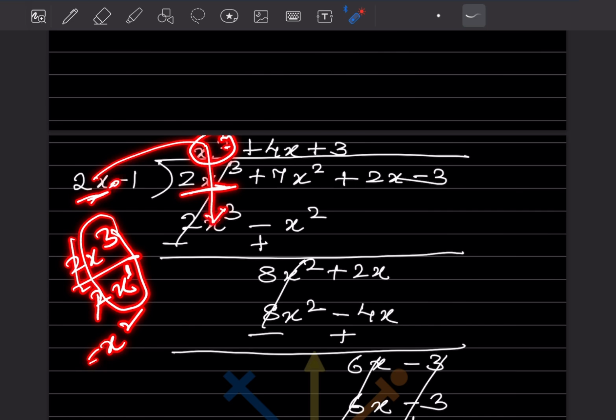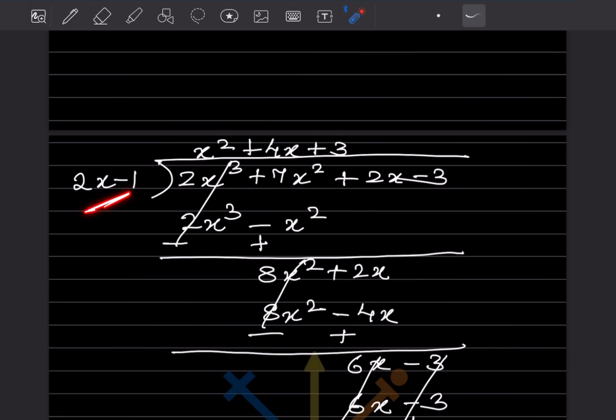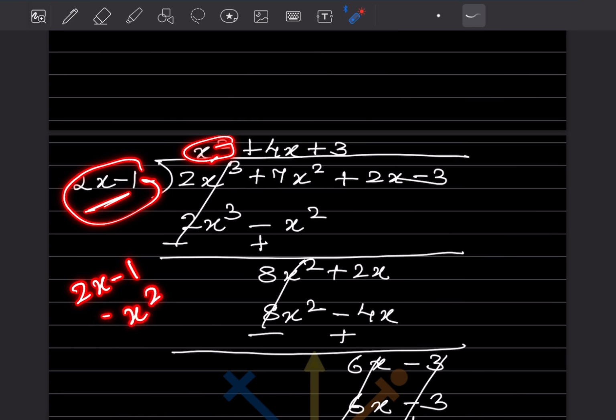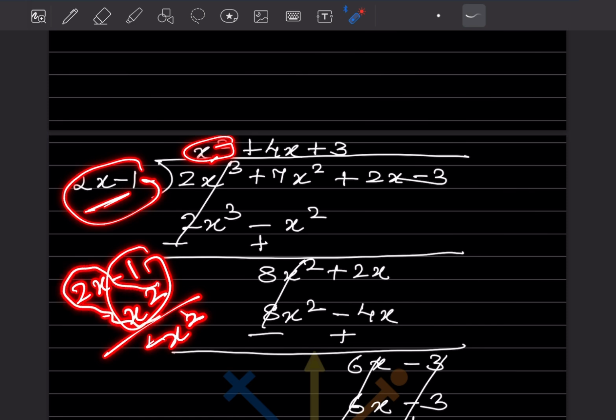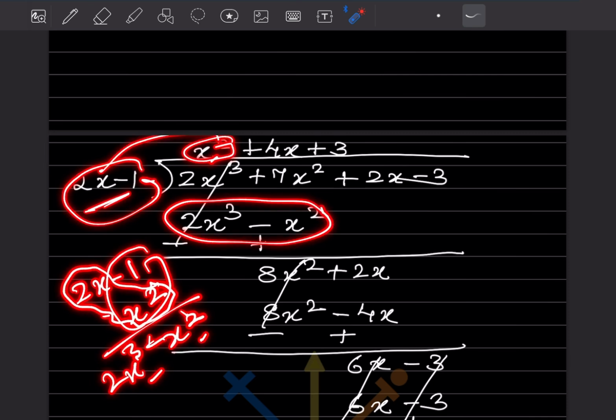Again, what will you do here? This and this you are going to multiply. Or we can do it separately, I'll show you how. We got here x square, 2x minus 1. This whole part we are going to multiply by x square. So that will be 2x cube minus x square. Anyways, you can either take this first and then this one, or you can do it separately in the rough work.